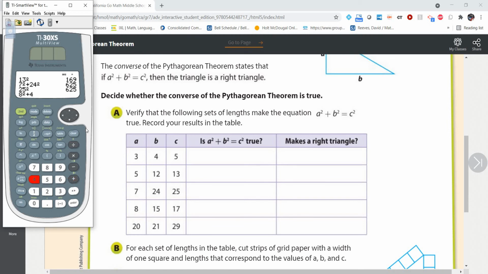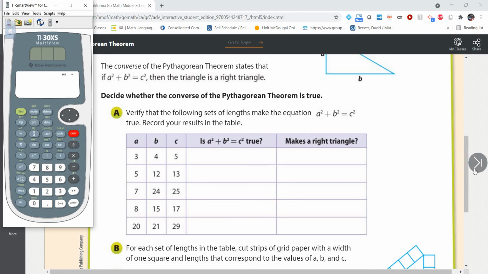All right, so we have 8 squared plus 15, whoops, let me go back. 8 squared plus, go back, there we go, 15 squared. Well, 8 squared plus 15 squared is 289. 17 squared is 289. And once again, the answer is yes. Let's try that last one. 20 squared plus 21 squared. We get 841. 29 squared, 841.